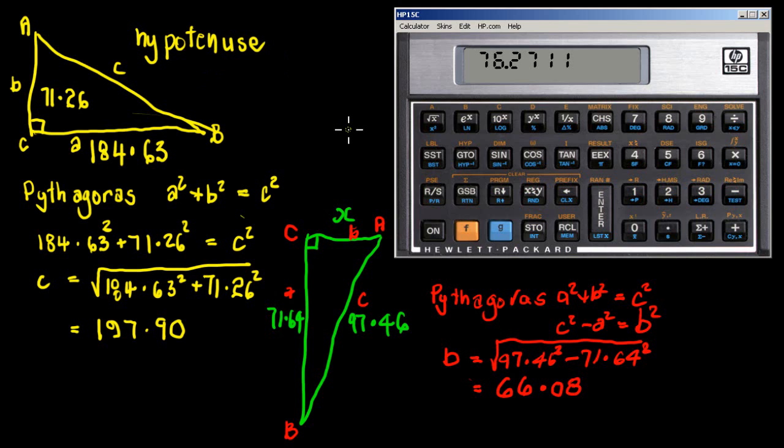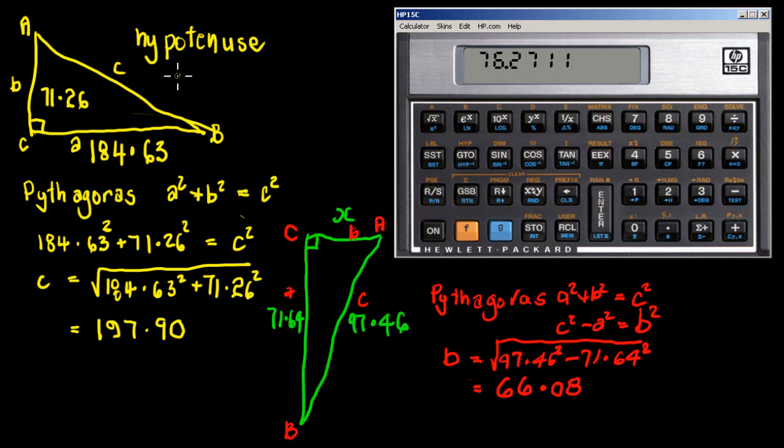And the theorem of Pythagoras, well, what it says is that the square on the hypotenuse is equal to the sum of the squares on the other two sides. Or, you can just write it quite clearly, a squared plus b squared equals c squared. So in the example that we've got here, we have a as 184.63 and b as 71.26. So a squared, 184.63 squared, and b squared, 71.26 squared, and that's equal to c squared.